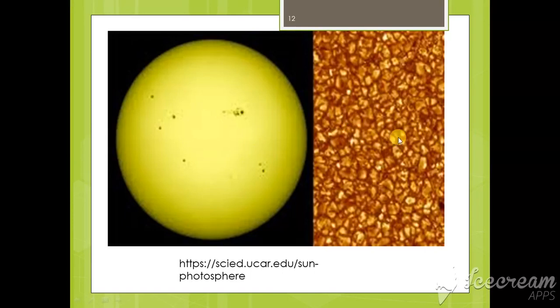This is the picture of the sun's photosphere. This is the granular part, observed like granules on the surface of the photosphere, and these black spots are known as sunspots. These darker black spots are known as the sunspots. I will discuss in detail about the sunspots.